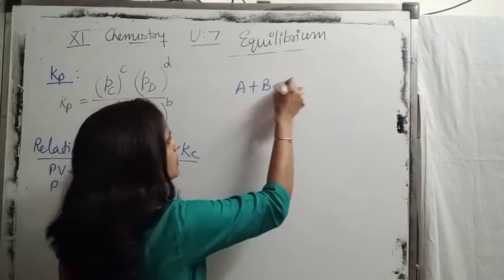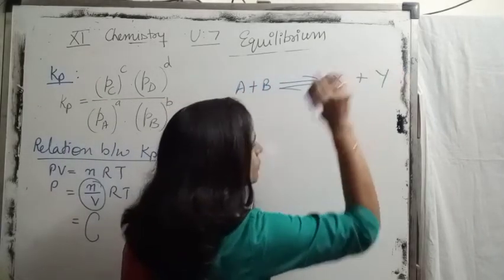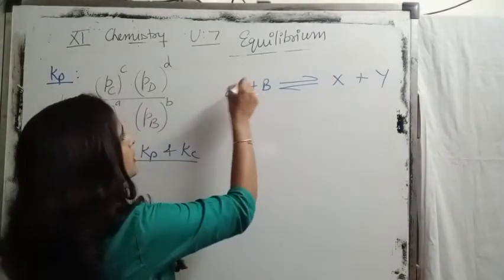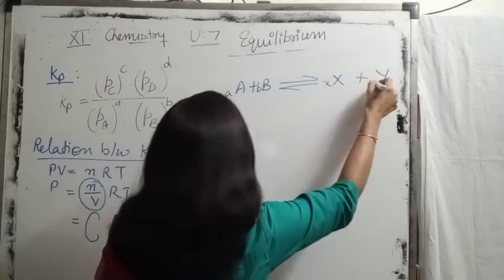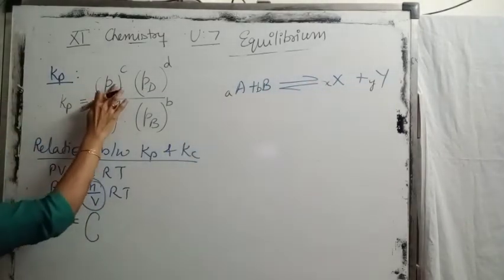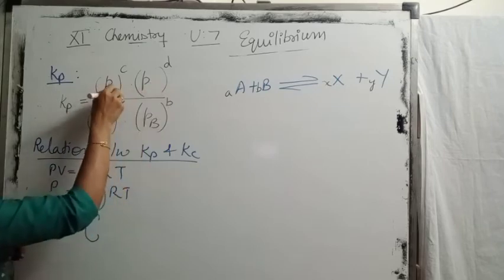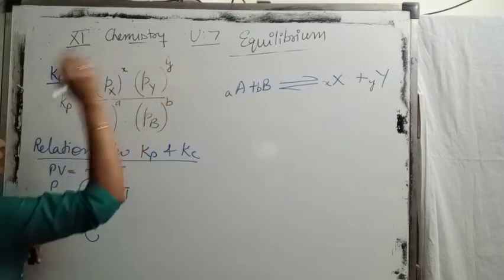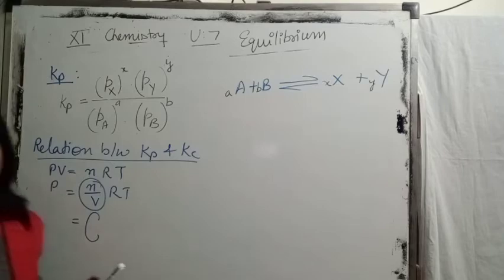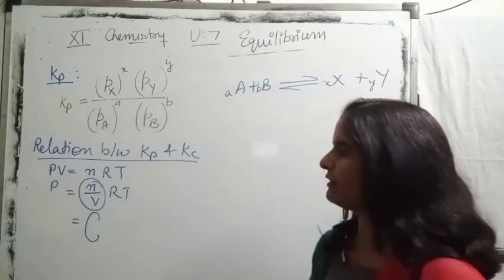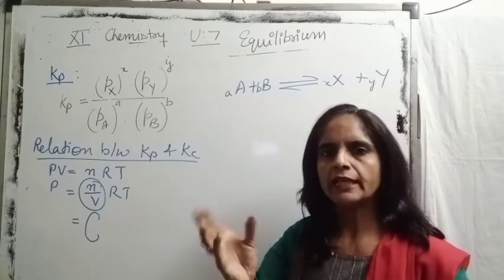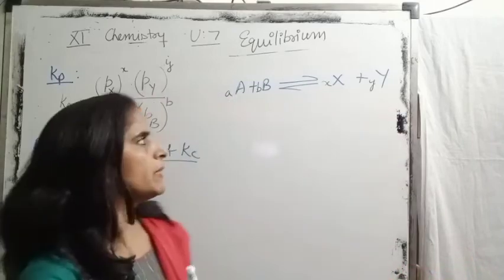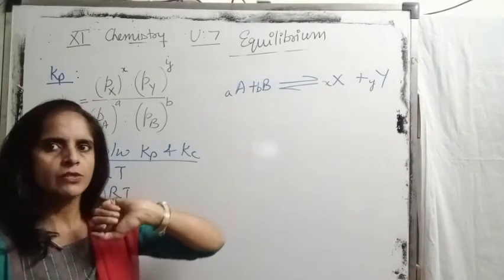I can take A plus B gives X plus Y, to avoid that confusion of the C symbol. A and B are these coefficients, X and Y are the coefficients. So the same you can change here: pressure of X, pressure of Y raised to the power X and Y. Children, is it clear why I have changed that C? Because in chemistry for molar concentration we are using the symbol C. So to avoid any confusion of whether the C is the symbol of product or that of concentration, I have replaced that C and D by X and Y. So the same you can do.